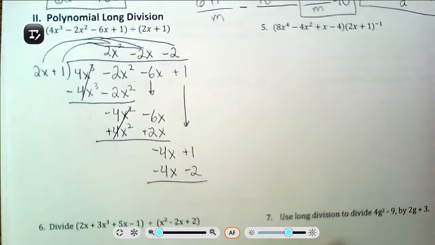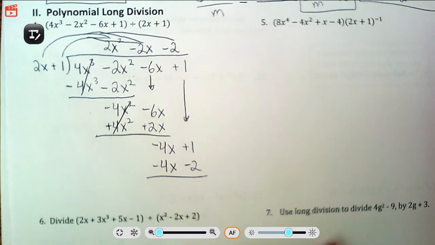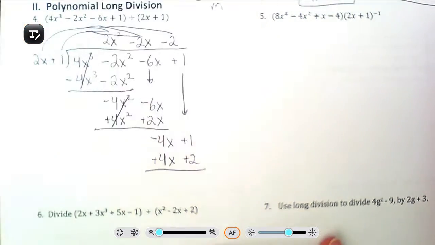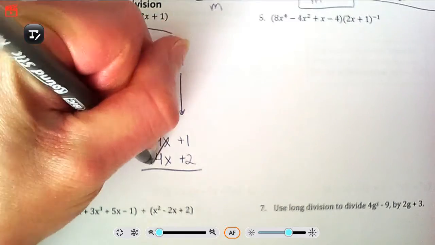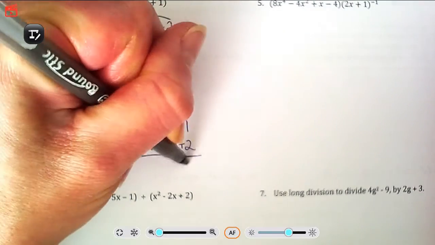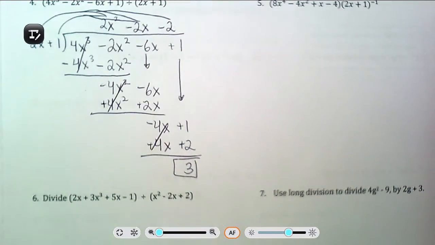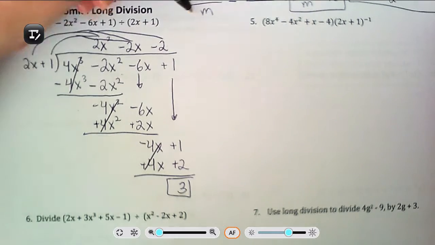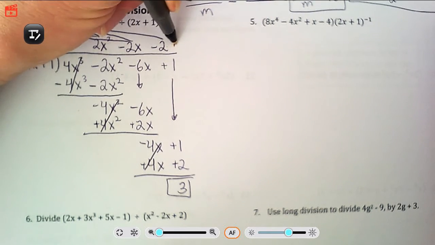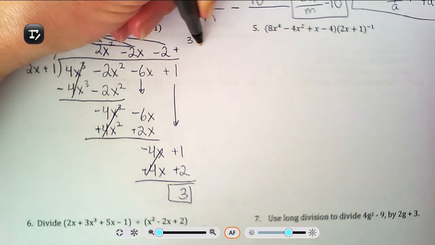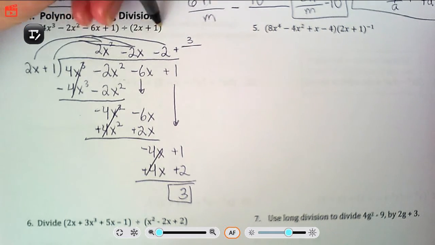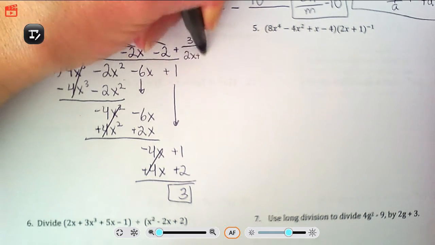Draw a line. What do we do next? Switch both signs. What do we do next? Add vertically. Negative 4x plus 4x goes away. 1 plus 2 is 3. Now what we do with that 3 is, because it's a positive 3, we're going to show plus, and we're going to continue the polynomial. 3 over 2x plus 1 is what it's over.